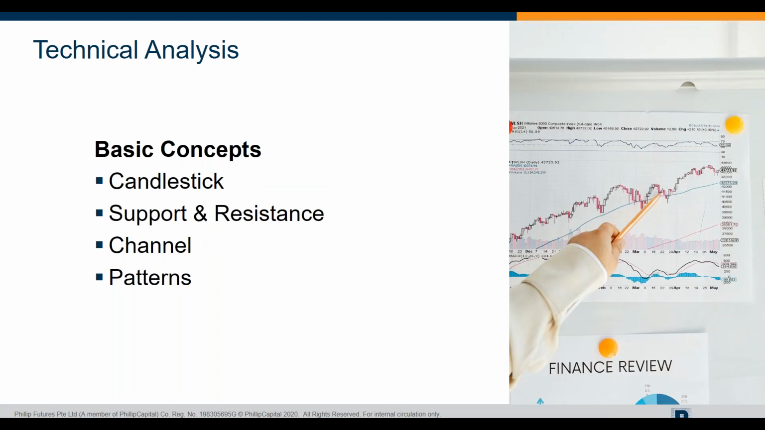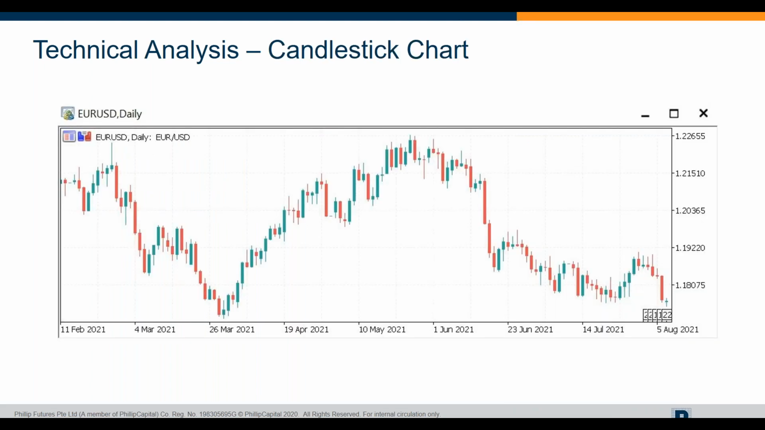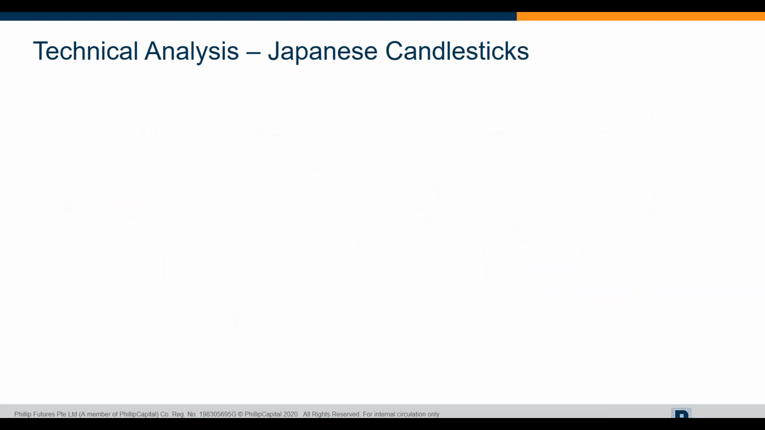So in this portion, we will cover a few important understandings of technical analysis: the candlestick, support and resistance, channel, and patterns. Right. So this is a candlestick chart. As opposed to candlestick charts, there are also line charts, different kinds of charts, but the most commonly used one is this candlestick chart. So what is a candlestick? They are also known as Japanese candlesticks, okay?